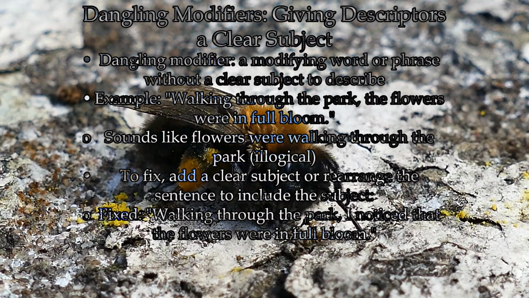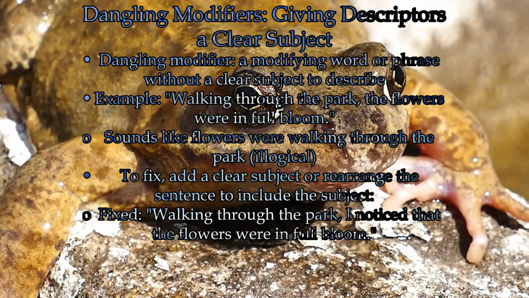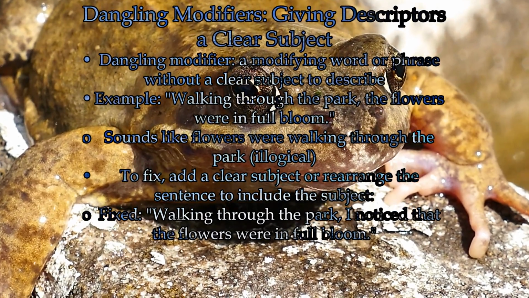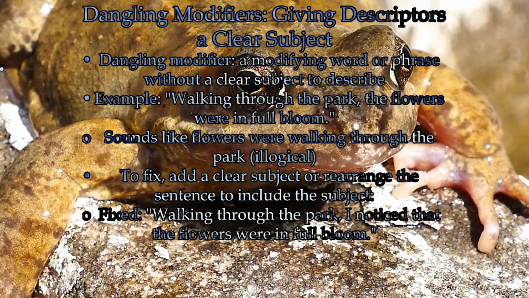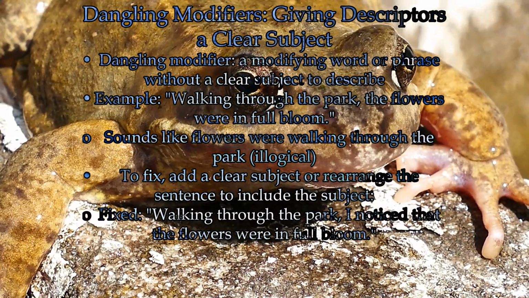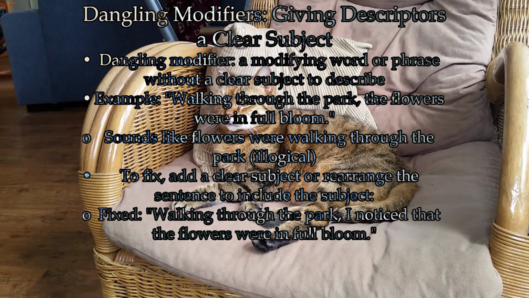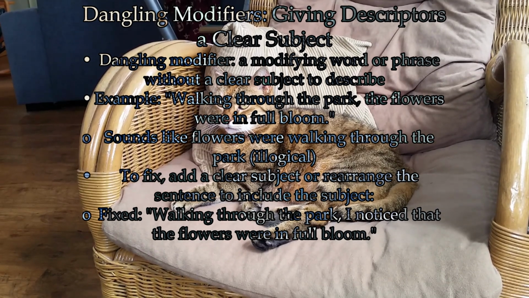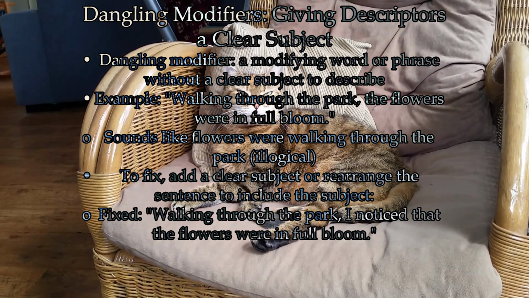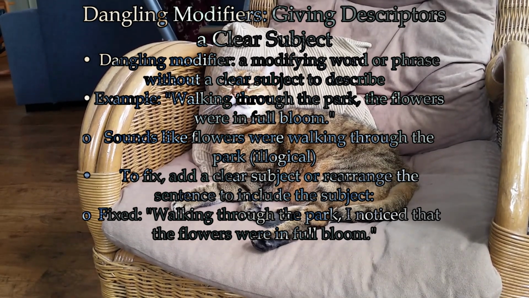Here's another example of a dangling modifier. Walking through the park, the flowers were in full bloom. In this sentence, it sounds like the flowers were walking through the park, which is illogical. To fix a dangling modifier, we need to add a clear subject to the sentence or rearrange it to include the subject. Fixed. Walking through the park, I noticed that the flowers were in full bloom.